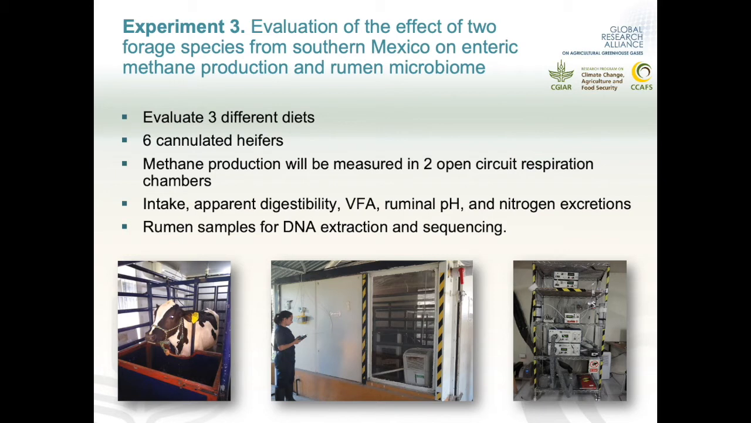So in this experiment, 3 different diets will be evaluated in a crossover square design where 6 cannulated heifers will be used. Methane production will be measured in 2 open circuit respiration chambers. There will be other variables that will be measured. And for this experiment, my CLIFF-GRADS supervisor contacted investigators from Teagasc in Ireland, so hopefully I will have the opportunity to carry out DNA extraction and sequencing from rumen samples of this experiment there.